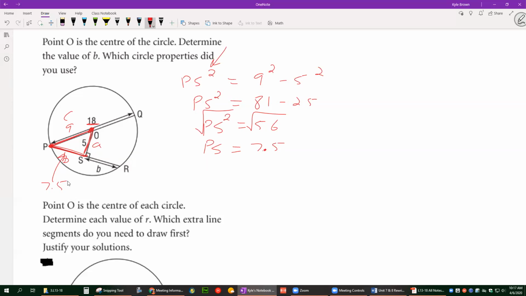So if PS is 7.5, I'll show you guys a new symbol. You guys know what this symbol means? It's like a triangle with 3 dots. It means therefore. So it says therefore B is equal to 7.5. If PS is 7.5, B is also 7.5, just because this length is the same as that length, because it cuts it in 2. How you guys doing? Can you give me a thumbs up, either in person or with your online one? Yeah, cool. All right, let's move on to the next one.